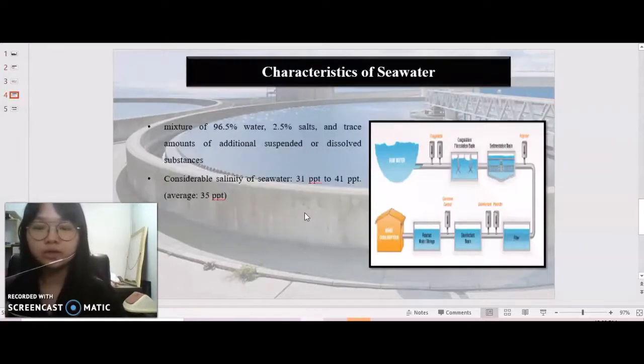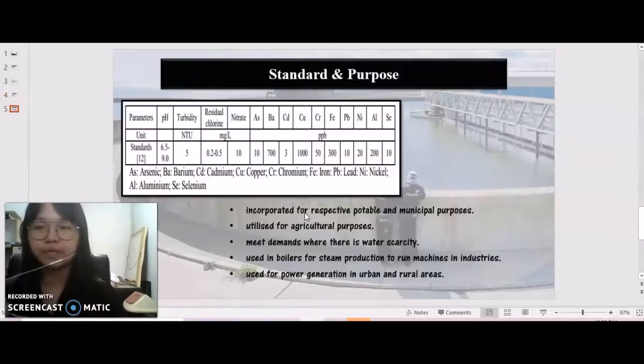Seawater is a mixture of 96.5% water, 2.5% salt, and trace amounts of additional suspended or dissolved substances. The considerable salinity of seawater is about 31 ppt to 41 ppt. And this is the standard for domestic water usage.